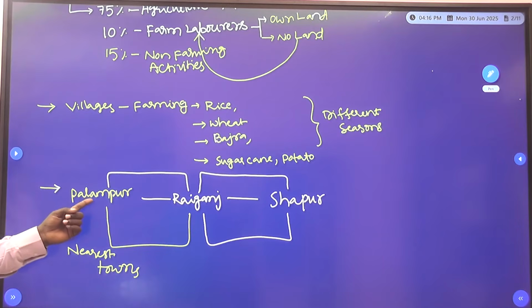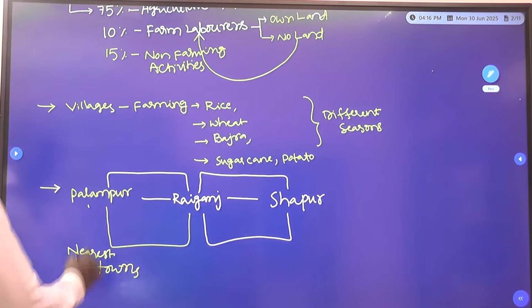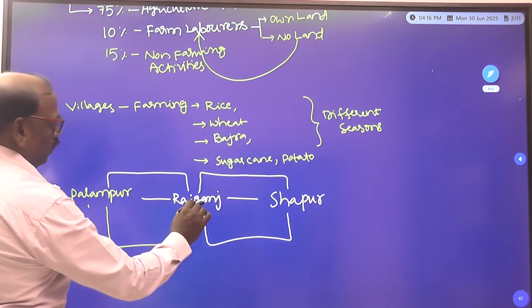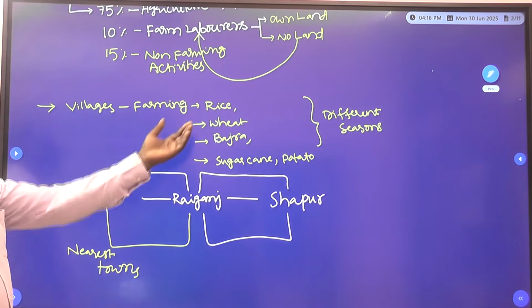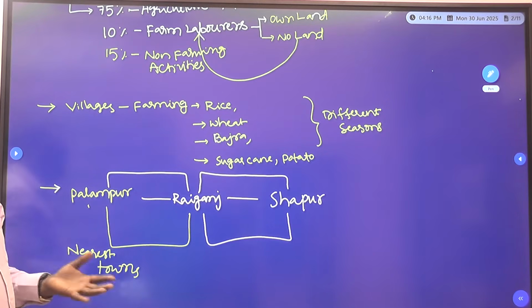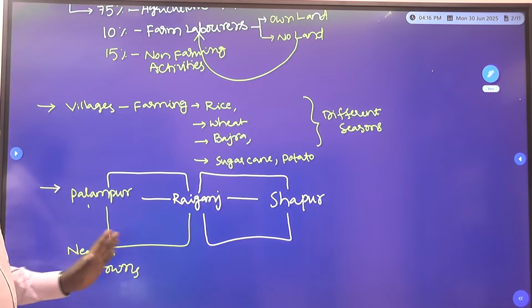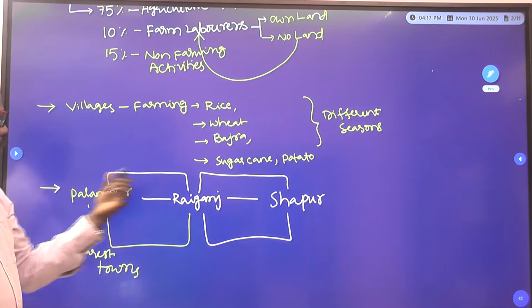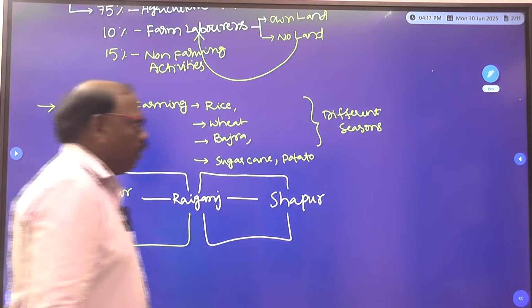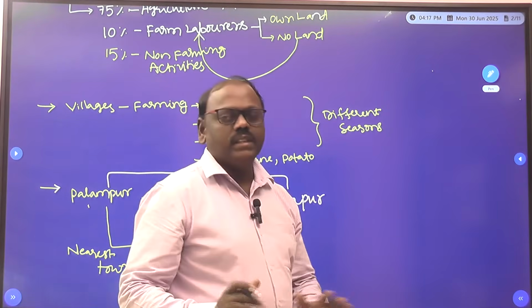For whom? For Palampur. Whoever the villages are there, they regularly used to go to Raiganj and Shahpur for their daily needs and for the agriculture related items that we want. So every day they used to interact with the nearest towns of Raiganj and Shahpur from Palampur. Now we will see what is the village condition.